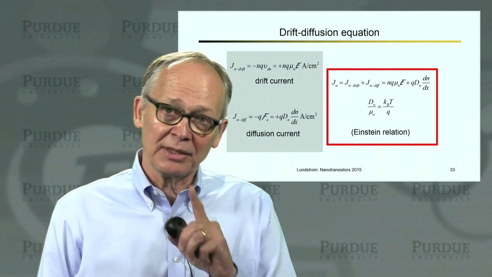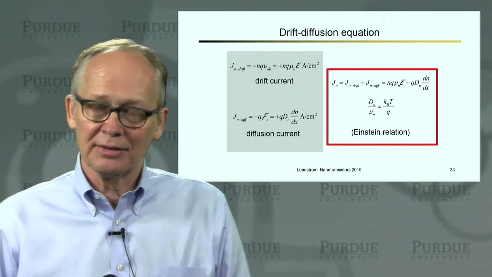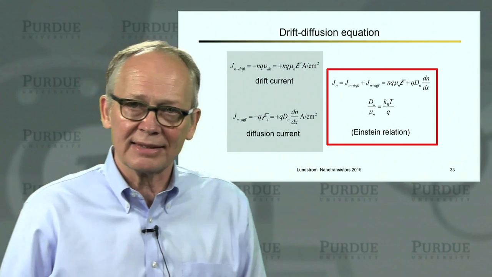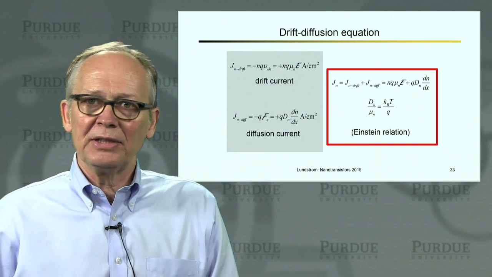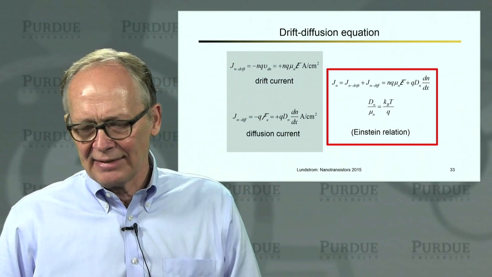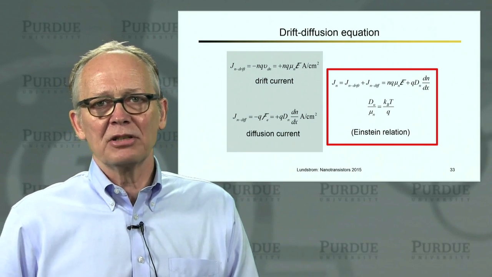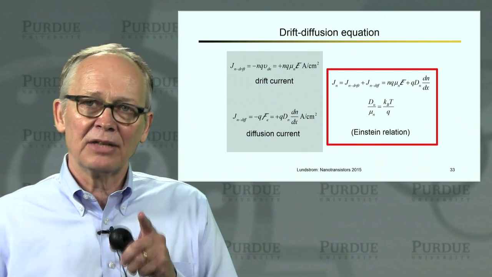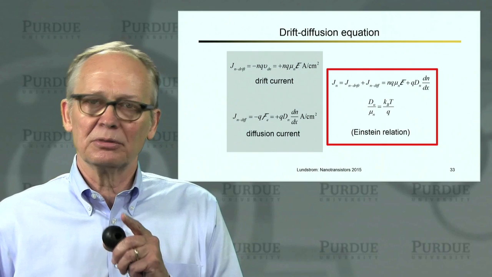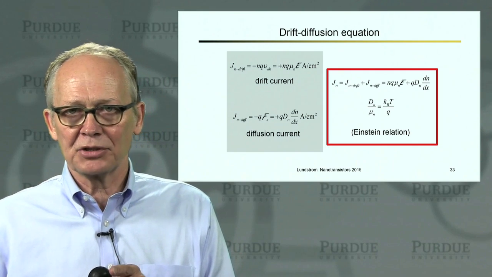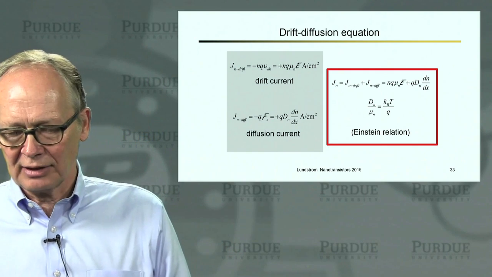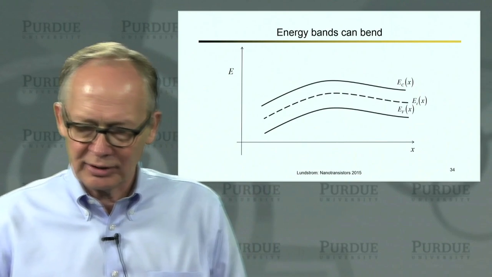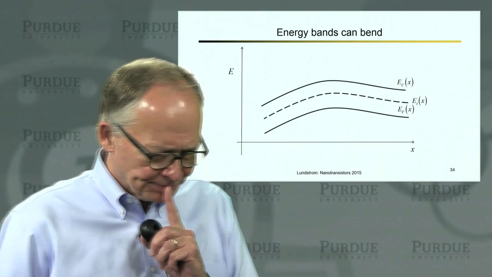Now actually there's something very interesting that Albert Einstein developed. Even though these seem to be two independent processes, the current must be zero in equilibrium, and that allows you to develop a relation between the diffusion coefficient and the mobility. It turns out that D over mu is equal to Boltzmann's constant times temperature divided by the charge on an electron. This relation is called the Einstein relation, and it's very important in semiconductor physics.